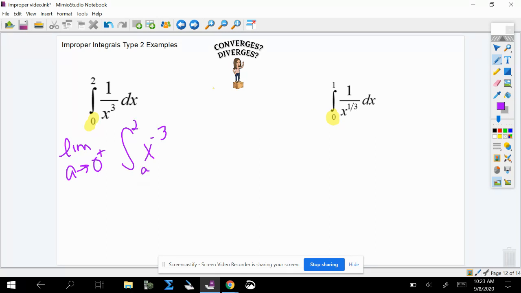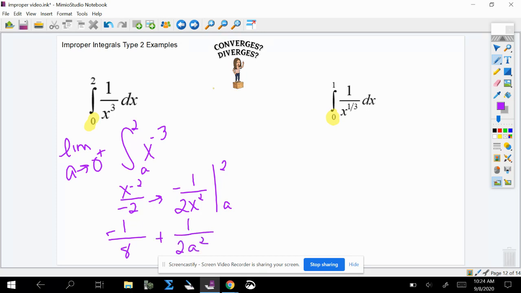So our checklist is, first we set up the limit form of this improper integral. Second step is to integrate using known rules. So power 1 greater divided by that power. So we get a negative 1 over 2x squared. Put your boundaries in, so a and 2. So I have negative 1 over 2 times 2 squared, 2 times 4 is 8, minus a minus, so plus 1 over 2a squared. And now I want to see what happens when I put 0 in for a.